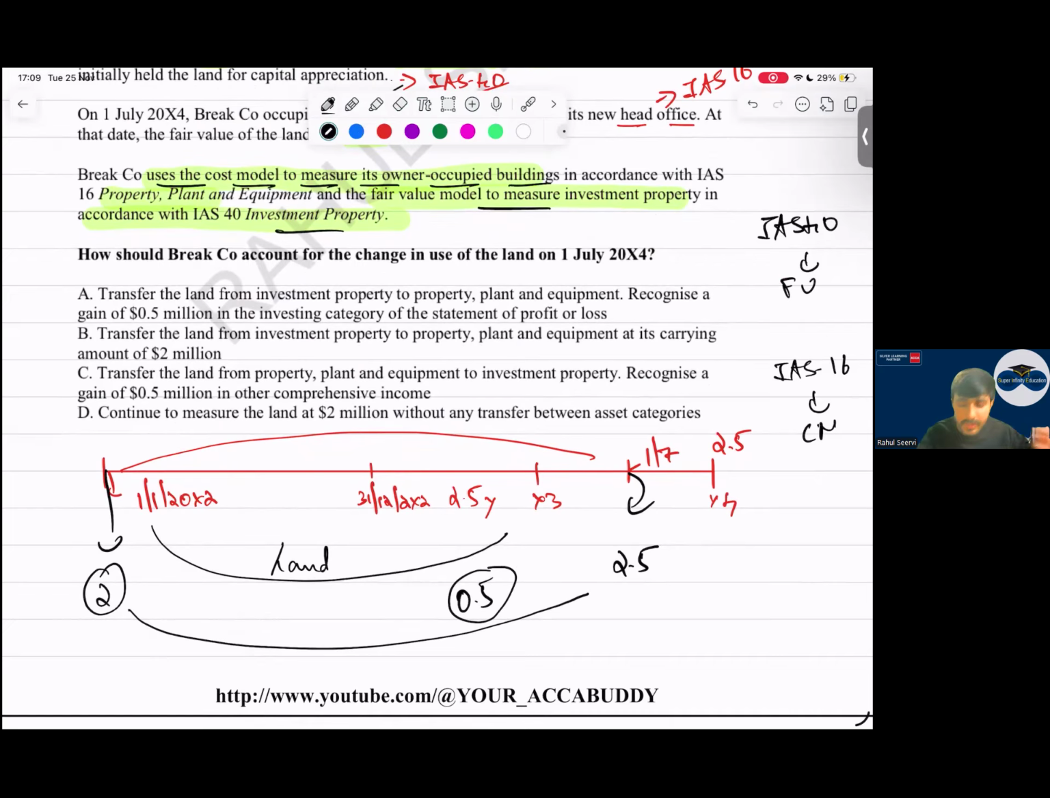So, first I will apply the old standard. I'll calculate the fair value. So, the fair value is 2.5. So, what will I say? Debit, credit? Debit the value of the land increasing by 0.5 and credit P&L 0.5. This will be taken to the investing category. It's investing category because it's relating to IAS 40. Yes, sir.